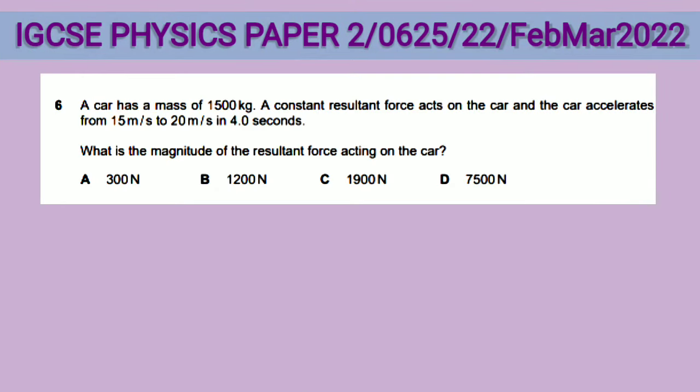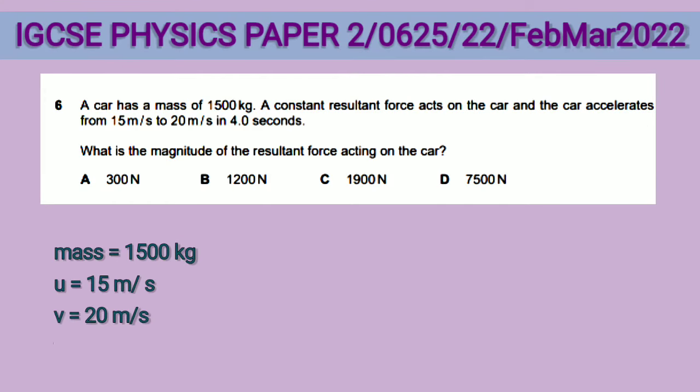Sixth question. A car has a mass of 1500 kg. A constant resultant force acts on the car and the car accelerates from 15 meter per second to 20 meter per second in 4 seconds. What is the magnitude of the resultant force acting on the car? We have the mass of the car, its initial velocity, final velocity and time. And we have to find the resultant force acting on the car.